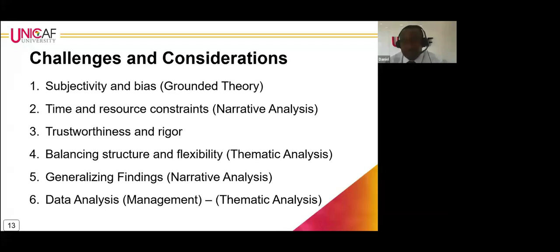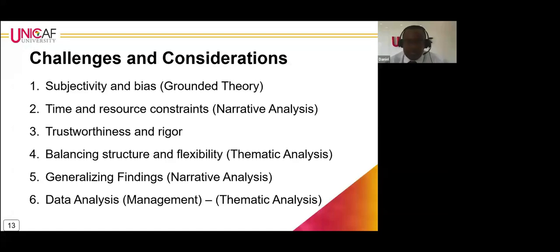Number one challenge is subjectivity and bias. It's because you have an interview one-on-one with a person. A person may be a politically influential person. A person may be a chief. A person may be a cultural adherent. A person may be related to you. So aspects of bias may creep in. So you need to read more on how to avoid bias in qualitative research. That's the importance of talking about bias in qualitative data analysis.